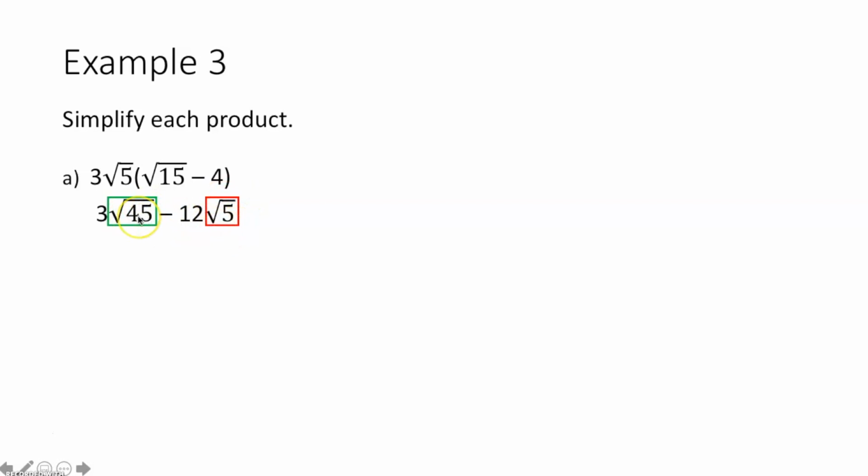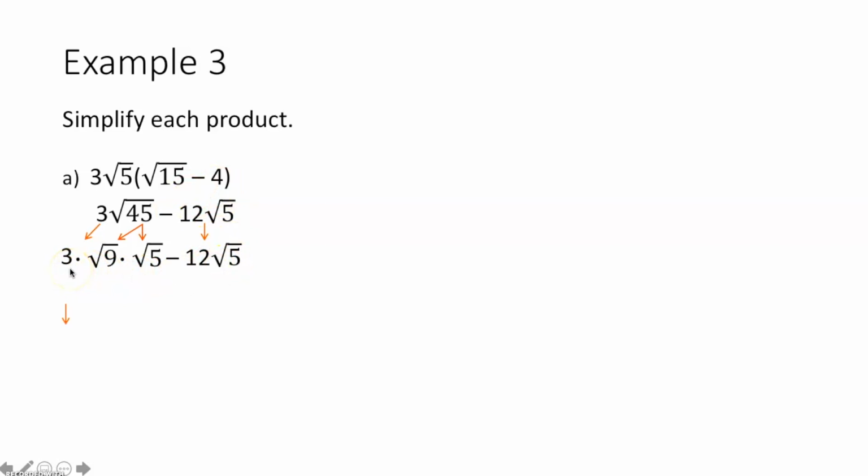So let's try to simplify the rad 45. So we leave the 3 out front. Is there a perfect square that goes into 45? Yeah, 9. So we break up rad 45 into rad 9 times rad 5. Over here, this negative 12 rad 5, we just leave it negative 12 rad 5 because there's no other way to simplify this. We can't break up the rad 5, so there's no point in breaking this up.